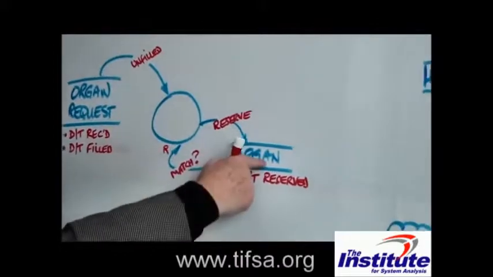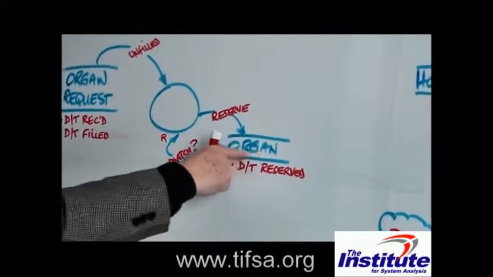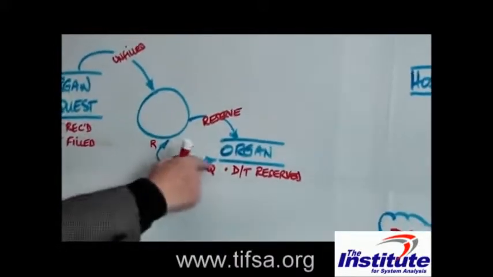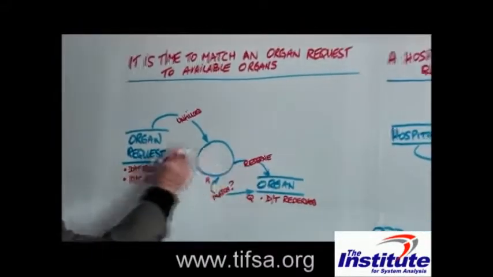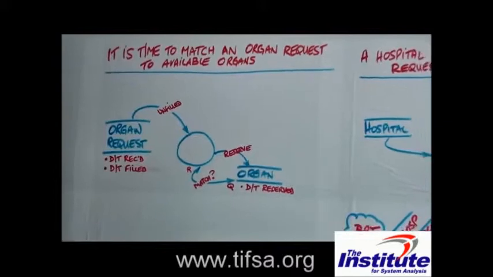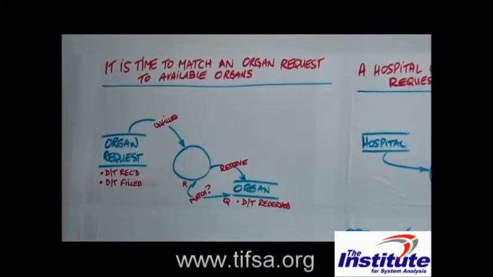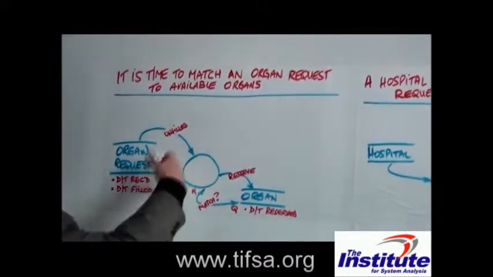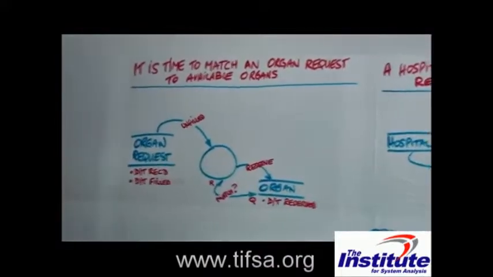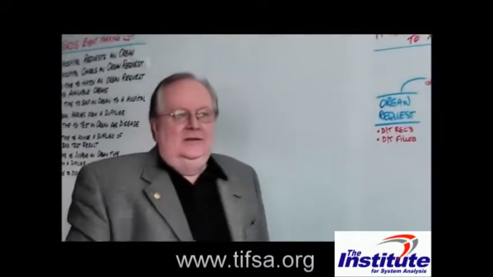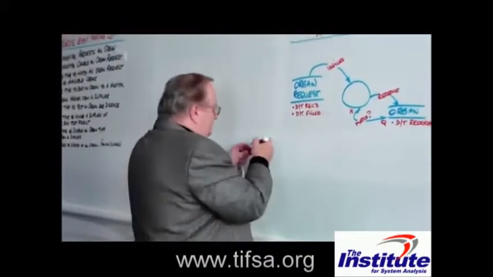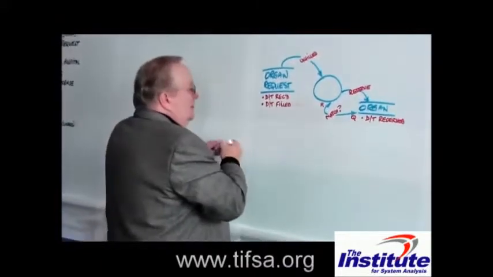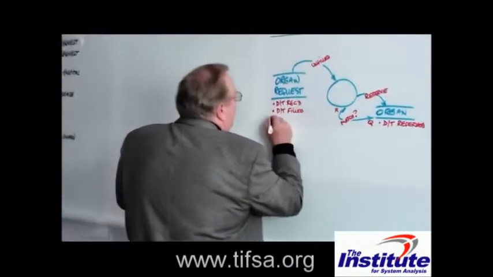We look at our organs in our database, our record of organs, to see if there's a match. If there is a match, we reserve that organ so we can then connect it to that request. And if there's not a match, we keep looking until the deadline. So the question then becomes, what do we do when we reach the deadline? Remember here, we had previously attributed deadline to this one.